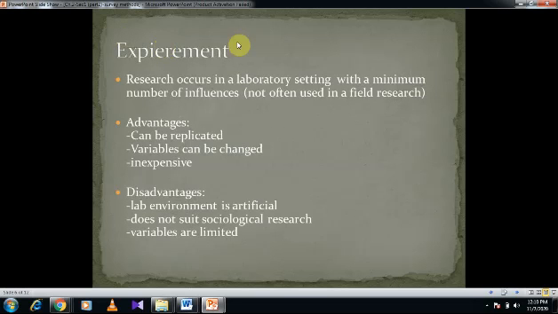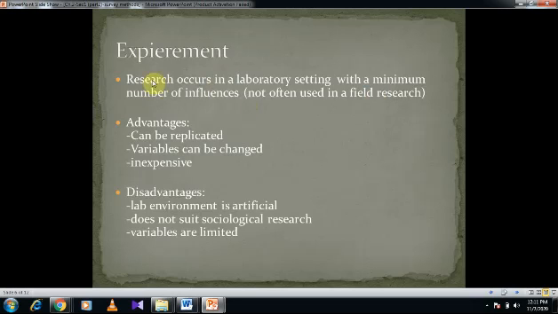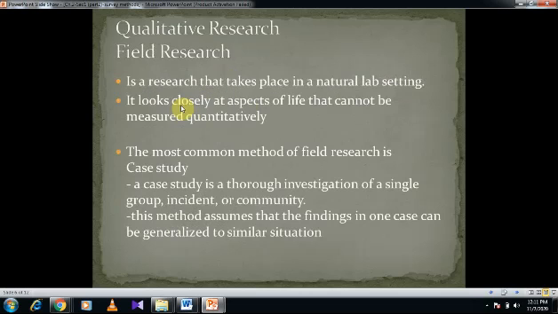What is the difference? The experiment is done inside a lab with a minimum number of influences, while the field research, it's an experiment that's taken outside. We make an experiment on real life people, leaving all the influences to enter. It's the opposite. We do not have a minimum number of influences.